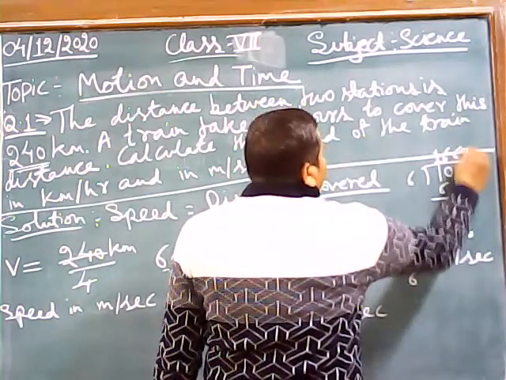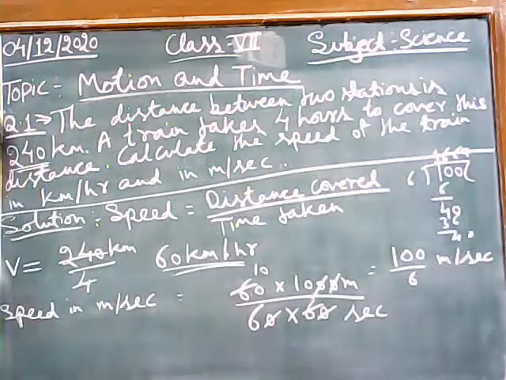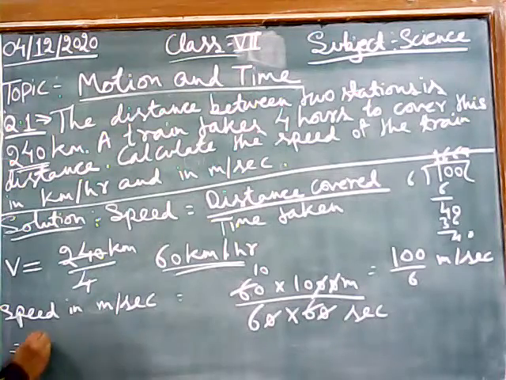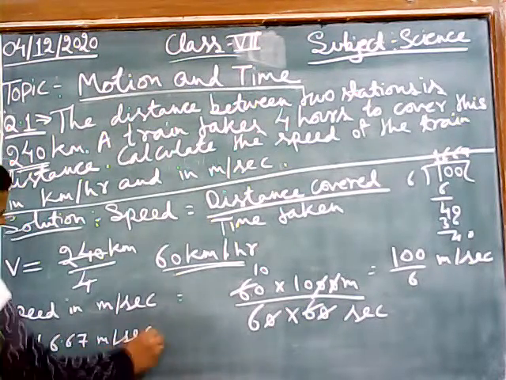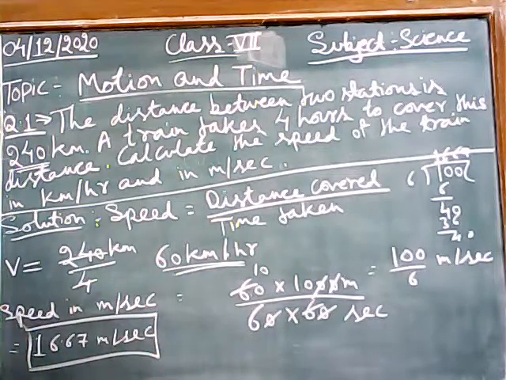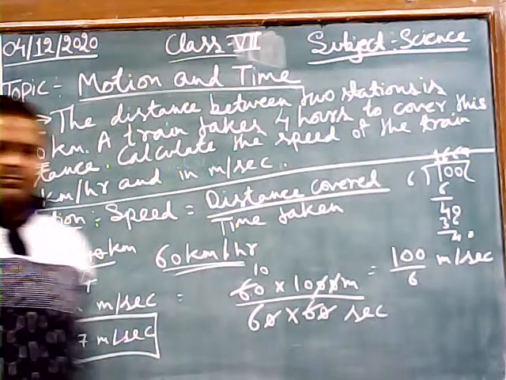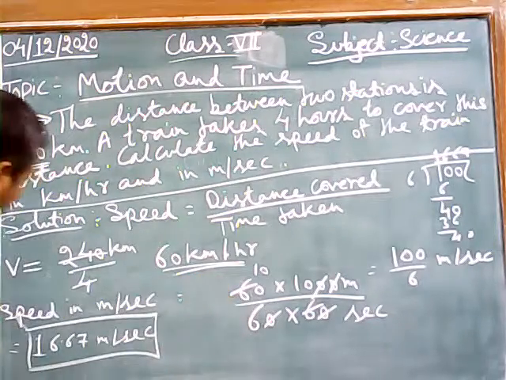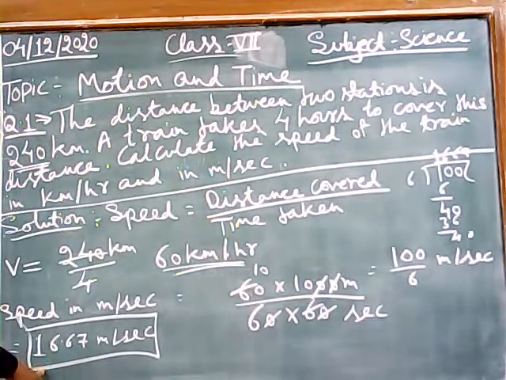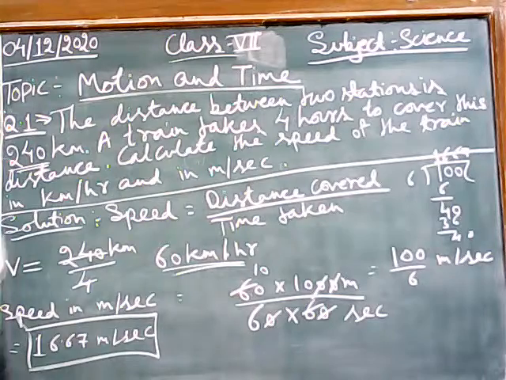So 16.67. So speed in meter per second is equal to 16.67 meter per second. So the speed of the train will be 60 kilometer per hour or 16.67 meter per second. Okay?